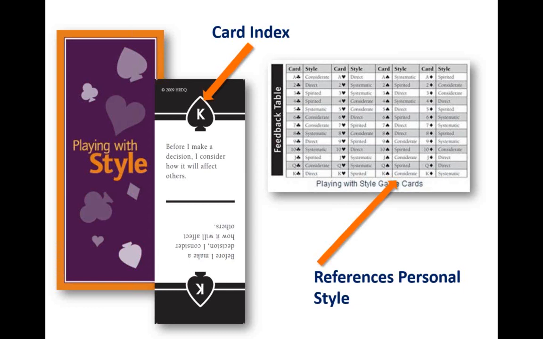Your job as a part of all of the games is to decide to which of the 4 styles this particular statement belongs. And later on, when you play the game, if there is a dispute, we pull out the table which is called the feedback table. King of Spades, before I make a decision, I consider how it will affect others. If you look at the table next to King of Spades, it says considerate. That is the official classification. The judge's decisions are final. You cannot complain with these decisions. And by the way, you don't have access to the feedback table unless somebody challenges somebody's classification and things of that nature.